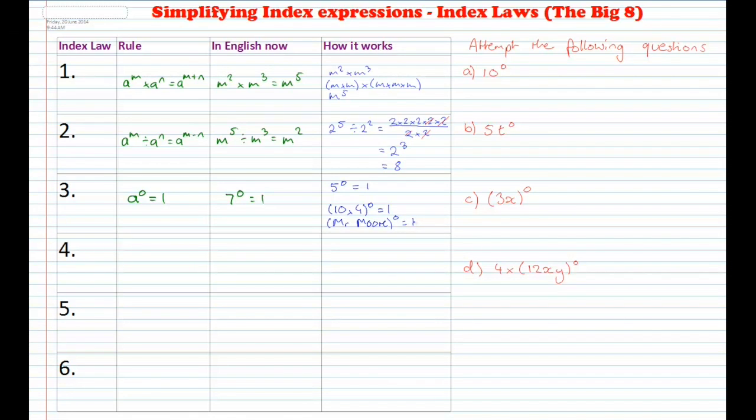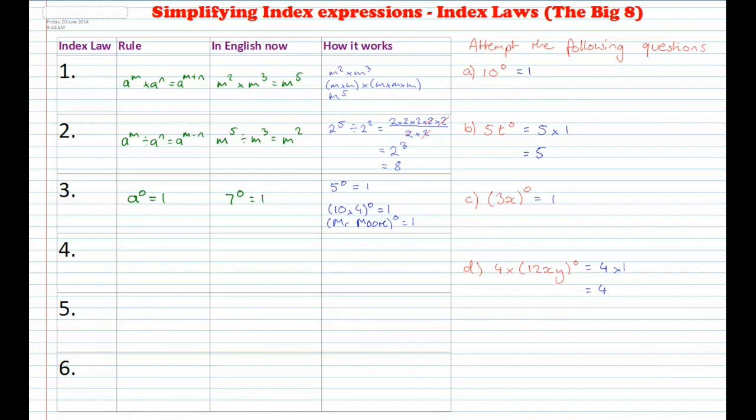Now what I want you to do is press pause once again and attempt the following questions. That is 10 to the power of 0, 5 times t to the power of 0, (3x) all in brackets to the power of 0, and 4 times (12xy) in brackets to the power of 0. Remember, when you're done, press play so you can check your answers against mine.